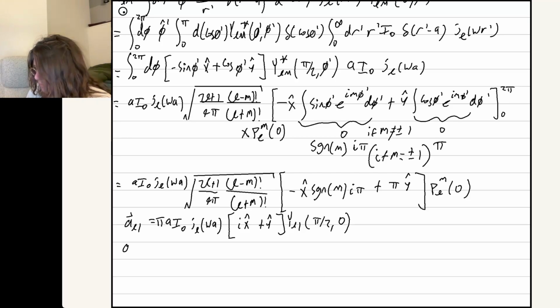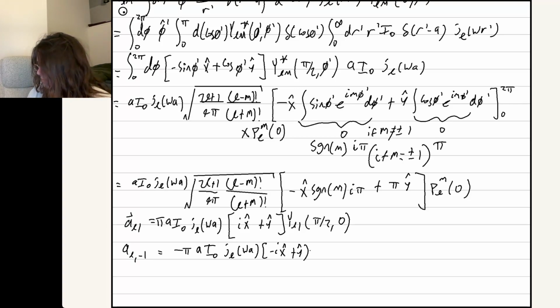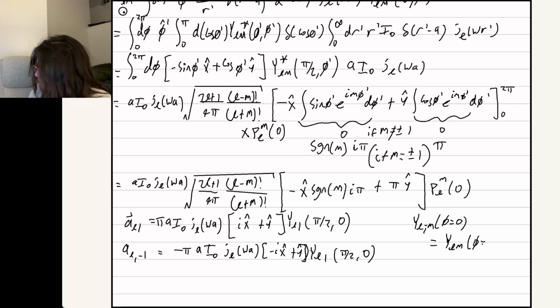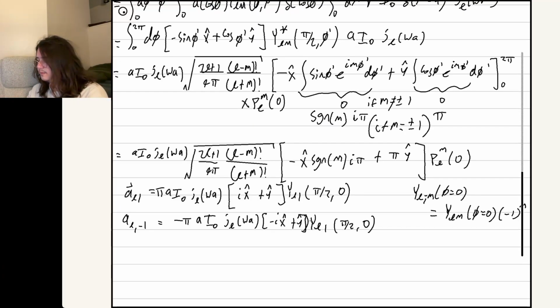And then the m equals minus 1 term will be minus pi a i naught j_l omega a, minus i x hat plus y hat, Y_l1 of pi halves and 0, where I've made use of the fact that Y_l minus m of phi equals 0 is just equal to Y_lm of phi equals 0 times minus 1 to the m. Right? So, okay, this is what we've got.